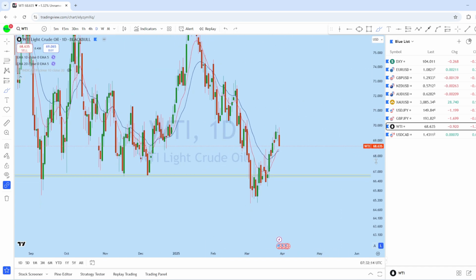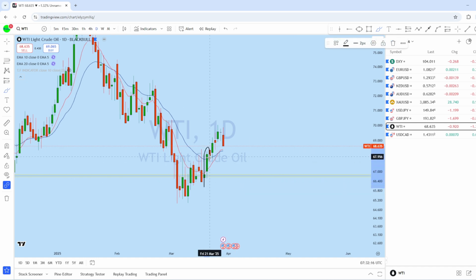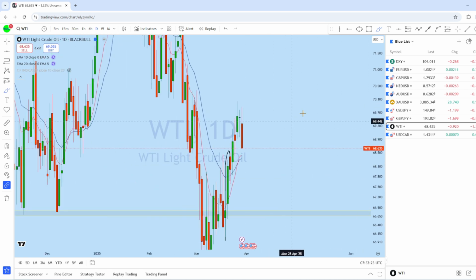engulfer here. At the same time, this is still maintaining a bullish market structure here. What I think is that this week we might see the price moving up again for another liquidity grab, and we could see potential trend continuation in this market.